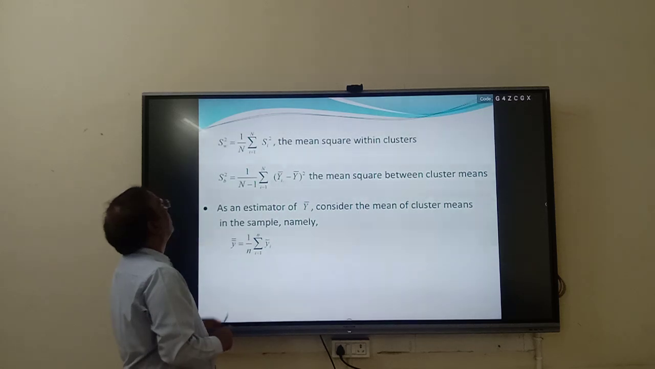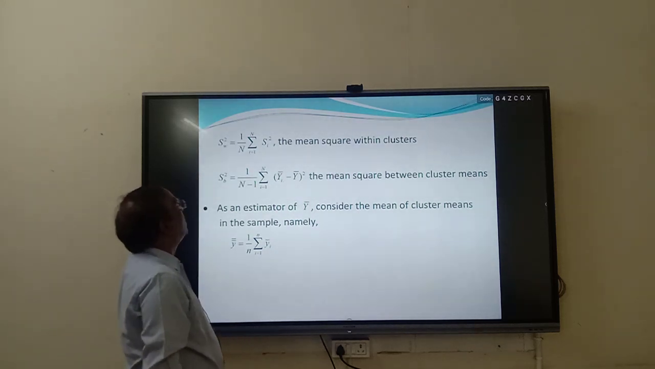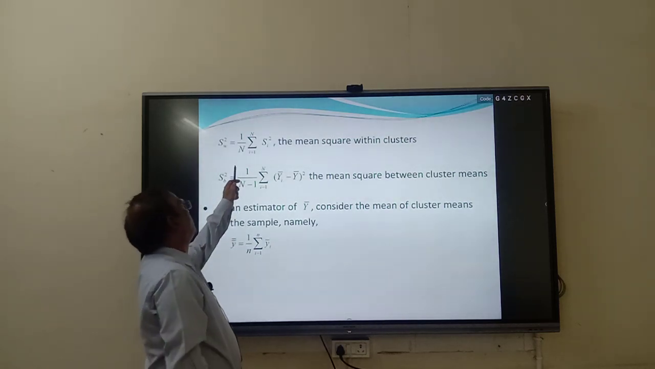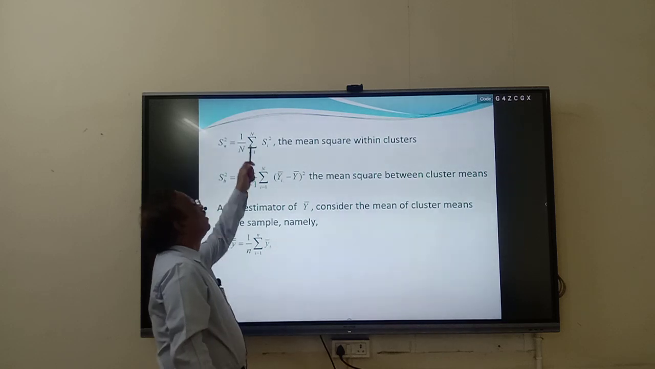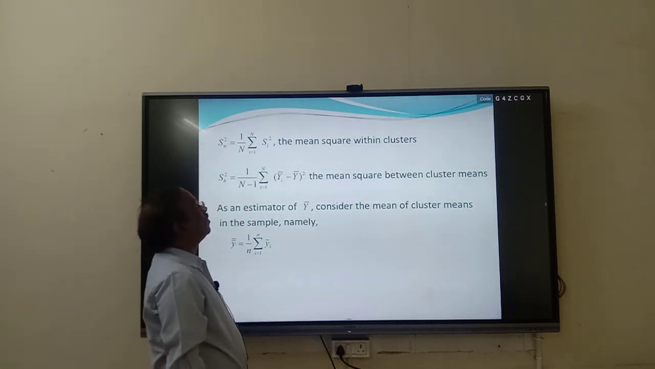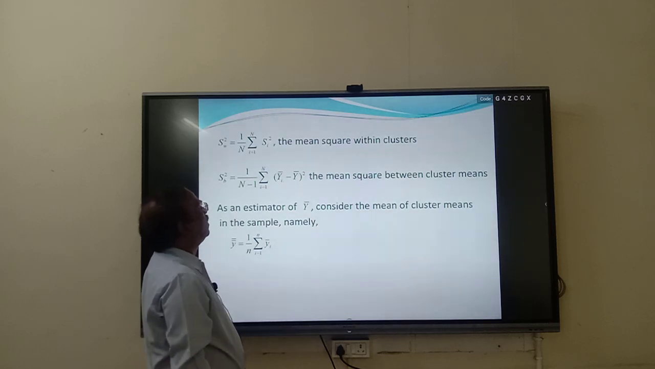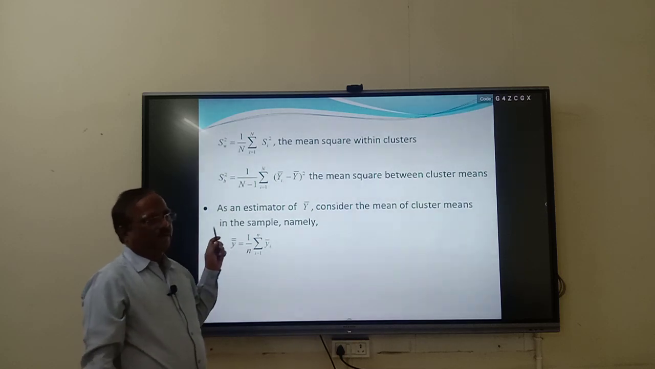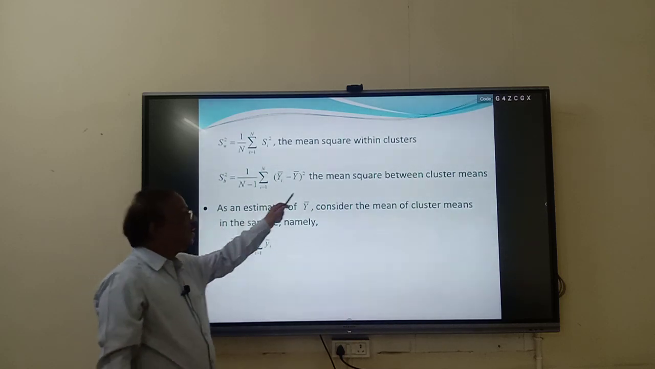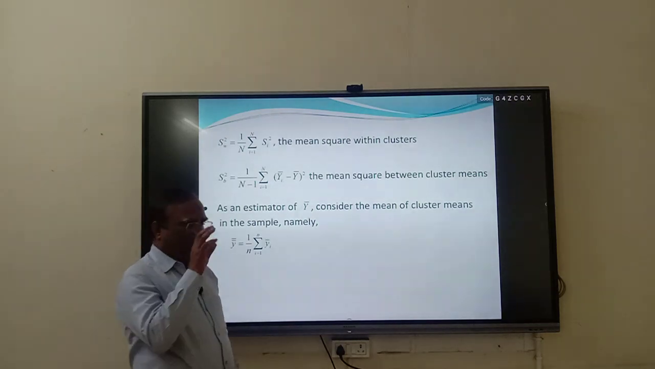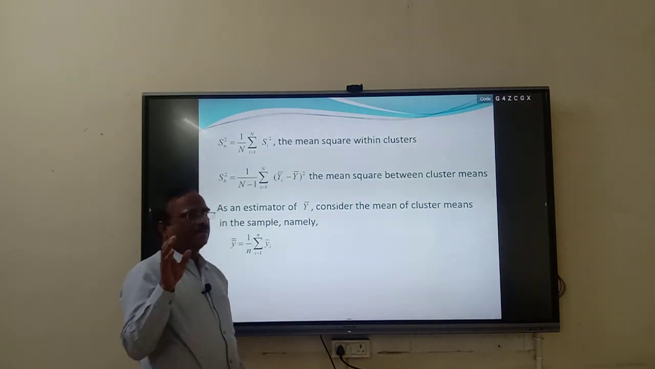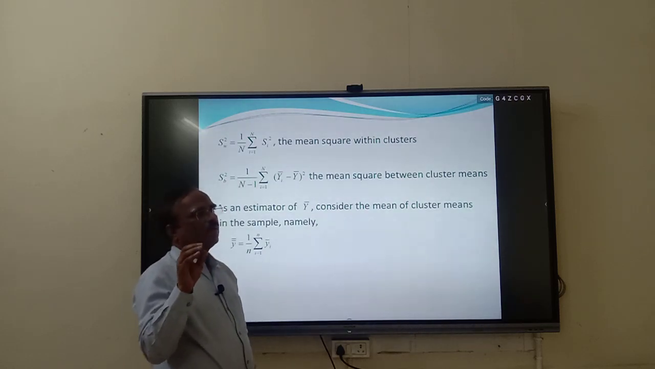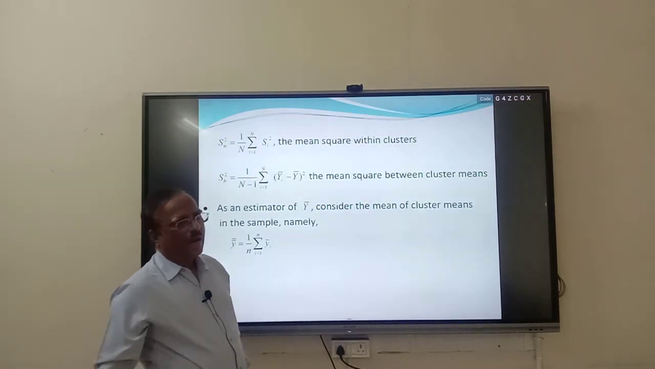Now we define by Sw square the mean of the mean square errors, which is given by 1 by n, sum i goes from 1 to n, Si square, the mean square error within clusters. And again we define a term Sb square, the mean square between cluster means. There are capital N clusters, and those clusters have different means, y1 dot bar, y2 dot bar, up to yN dot bar.